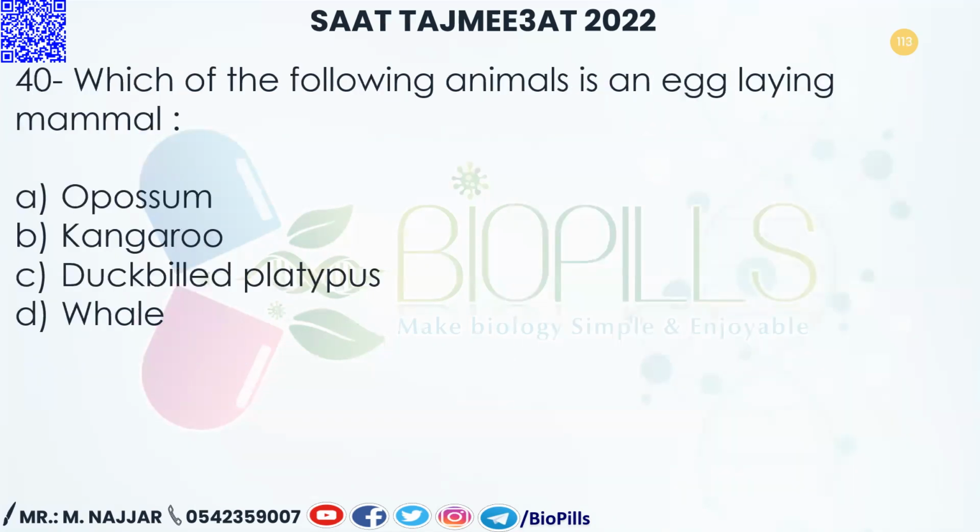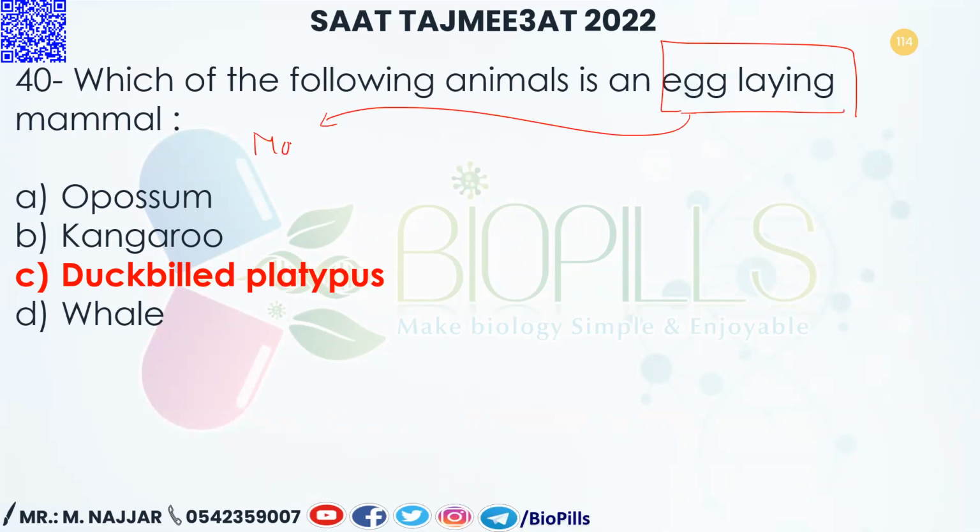Question number 40. Which of the following animals is an egg-laying mammal? A, opossum, B, kangaroo, C, duck-billed platypus, D, whale. Yeah, of course, it is the duck-billed platypus. Yes. He said here, egg-laying mammal. And egg-laying mammals, actually, are known as monotremes.